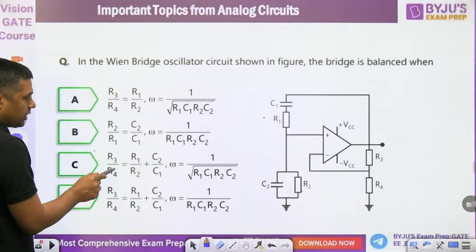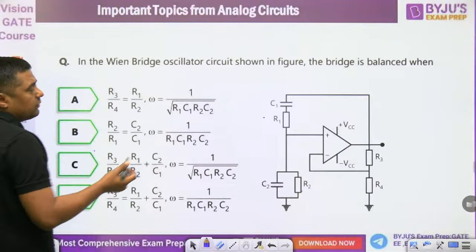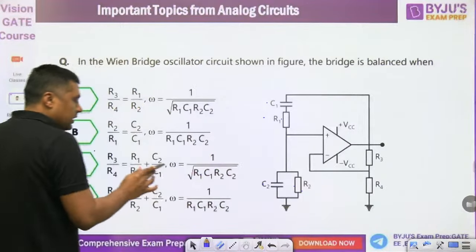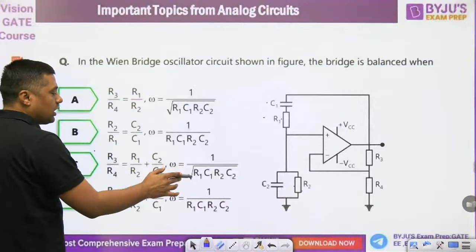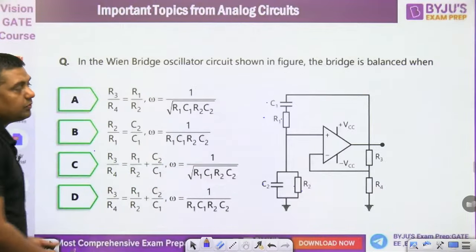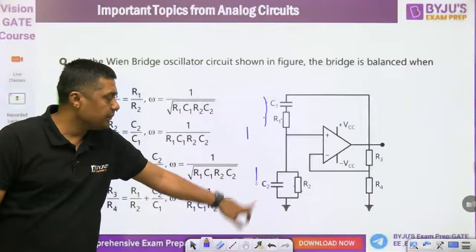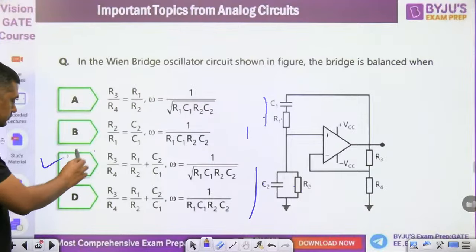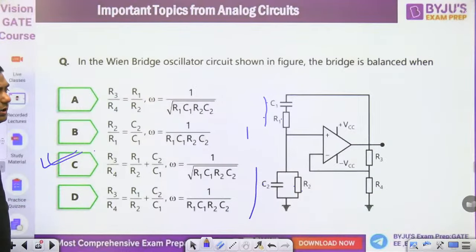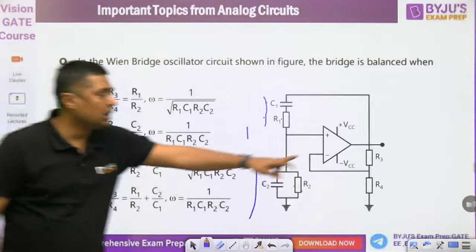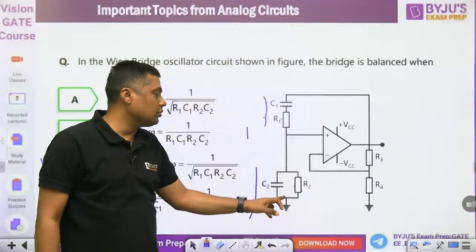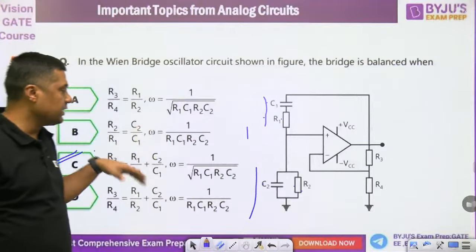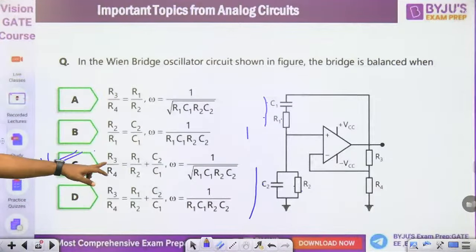That condition is okay. And what is the frequency of oscillation? When these two capacitors are not equal and these two resistors are not equal, the frequency in radian per second is given by 1 by root over R1 R2 C1 C2. But remember these two capacitors. What is the answer for this question? C. C is the answer. Balance bridge condition: R3 upon R4 is equal to R1 upon R2 plus C2 upon C1. The nature of the capacitor is just opposite, and then the frequency of oscillation. So that is the condition.